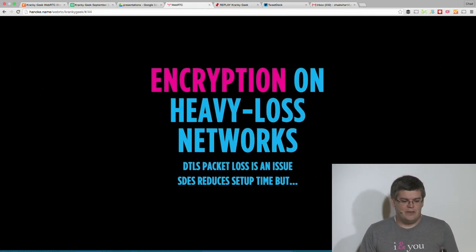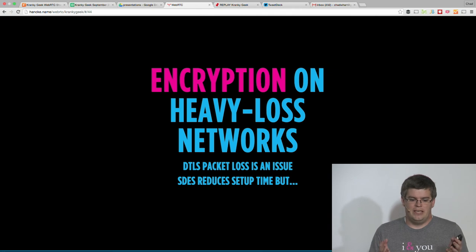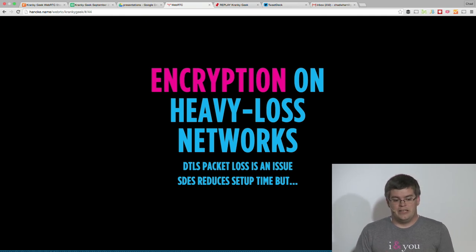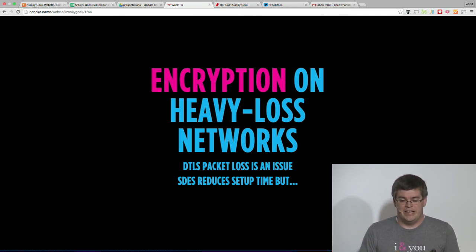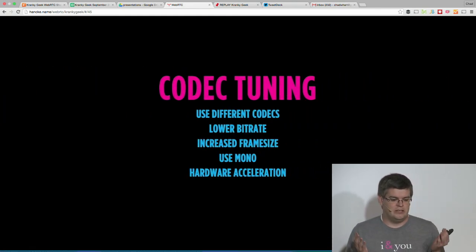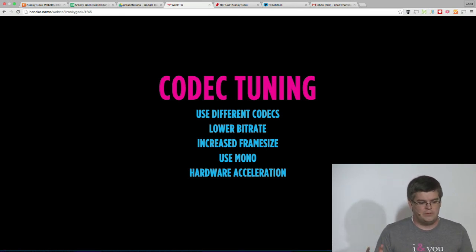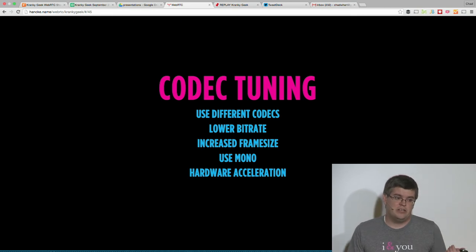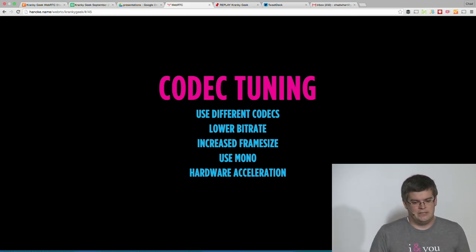And encryption on heavy loss networks is a problem, because if there is packet loss, the DTLS handshake takes a lot of time. However, while you can work around that using SDES, please don't do that. We've also seen a lot of codec tuning, that is using different codecs, lowering the bit rate, increasing the size of the frame sent, using mono instead of stereo. And we've seen some hardware acceleration, for example, with FaceTime. However, Facebook Messenger uses VP8 on iOS in software.